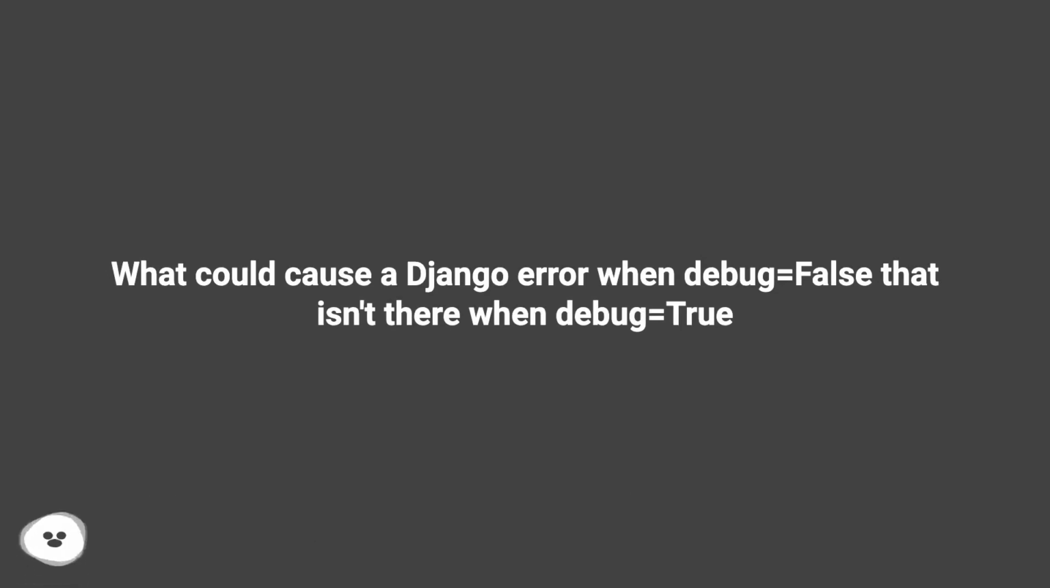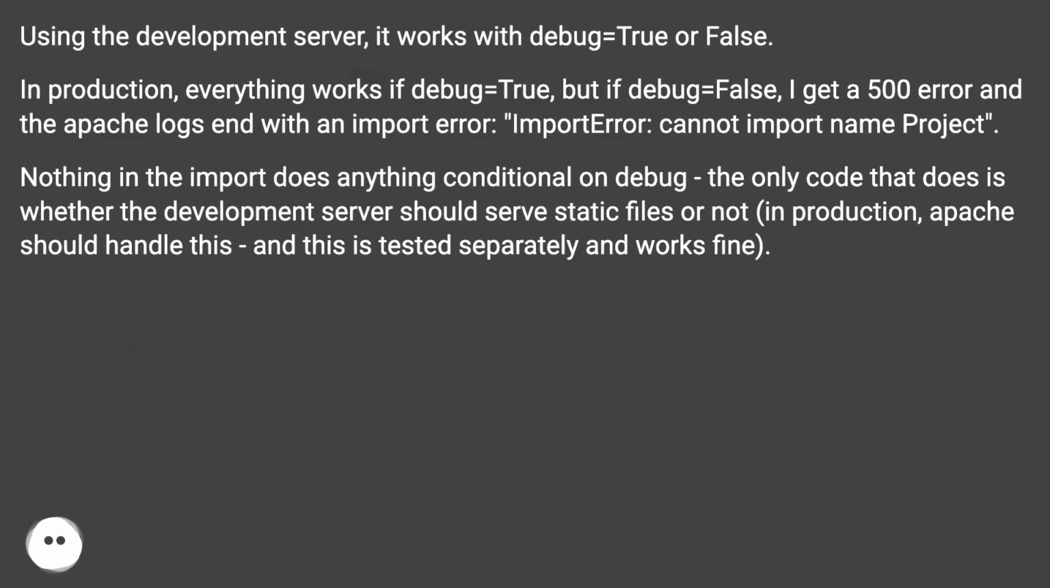What could cause a Django error when debug equals false that isn't there when debug equals true? Using the development server, it works with debug equals true or false. In production, everything works if debug equals true, but if debug equals false, I get a 500 error and the Apache logs end with an import error. ImportError: cannot import name project.